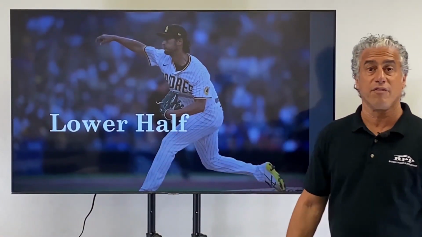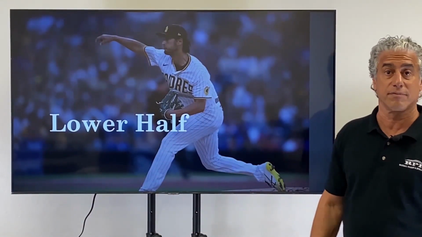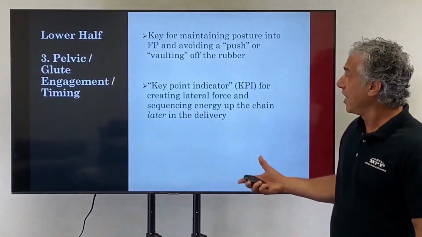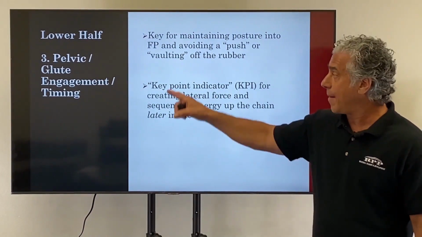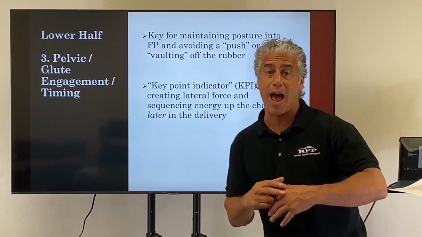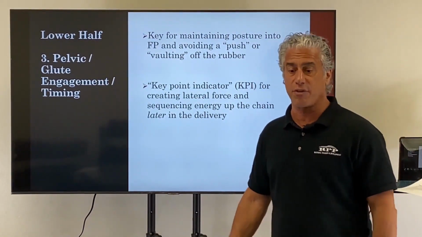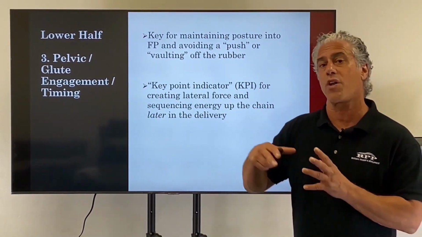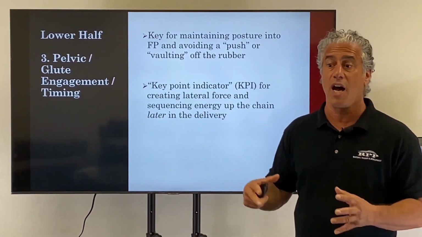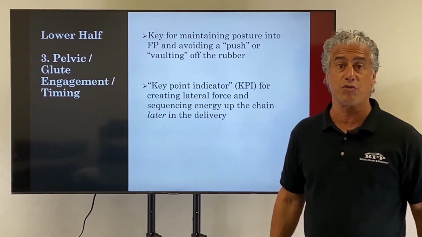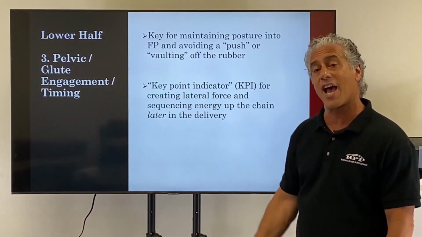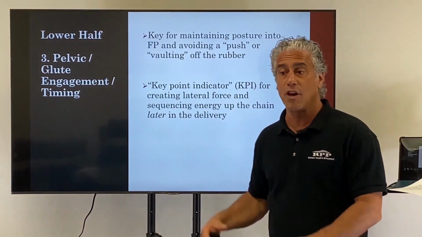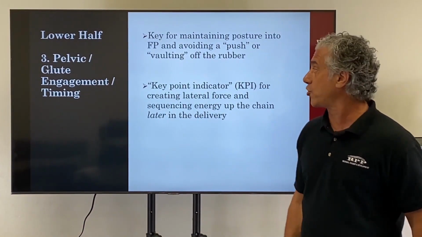Okay, guys, finally, let's look at the lower half. Biggest prime movers we have. Number 3, pelvic glute engagement and timing. You can see it's number 3. It happens early on in the delivery, and it's also something that is one of our go-tos when we see issues further downstream. Many times we can find that this is actually one of the major culprits for things that happen at the arm and at the trunk.